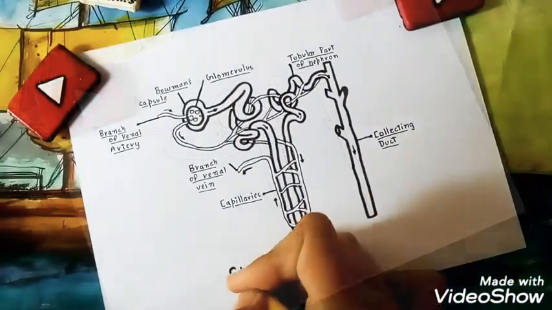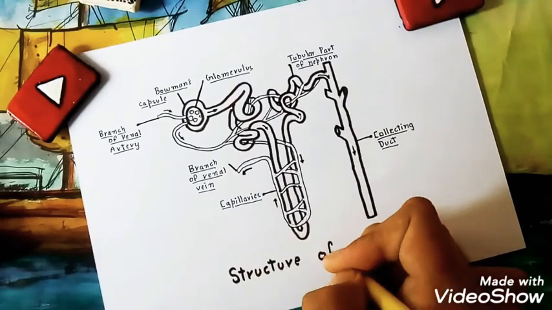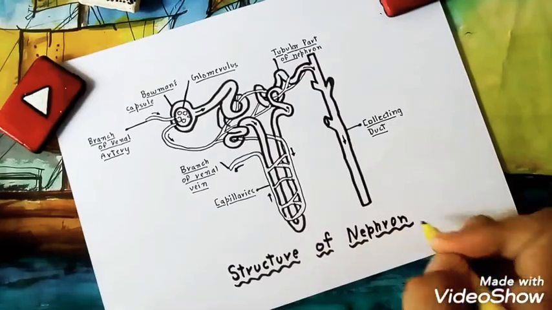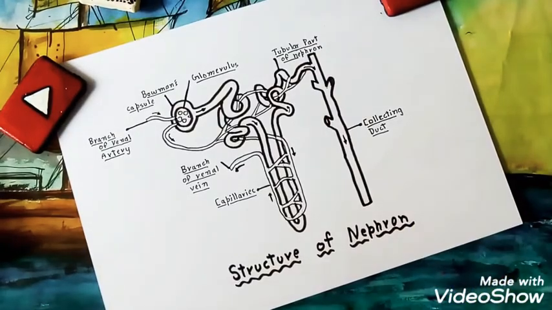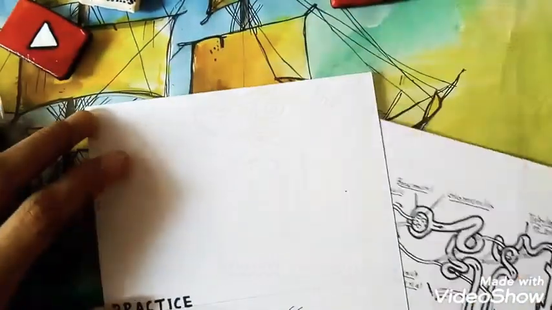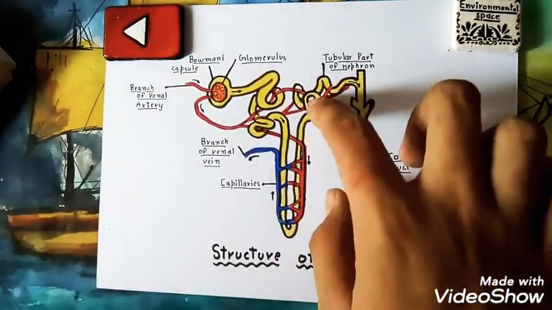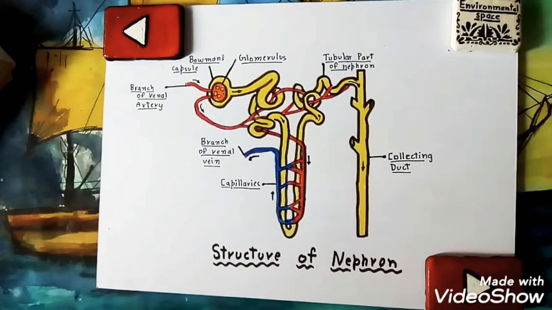If you want, you can outline this with the help of black marker, and you can also color the diagram. Our structure of nephron is ready.